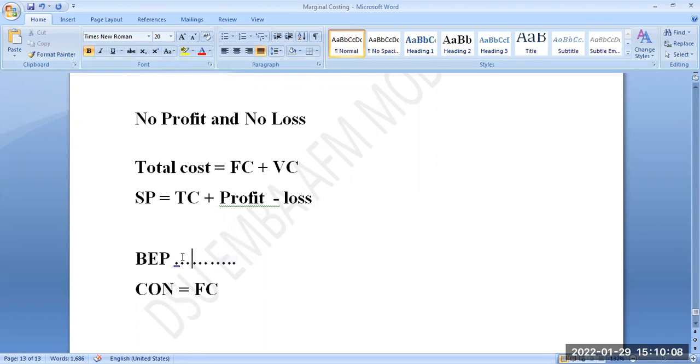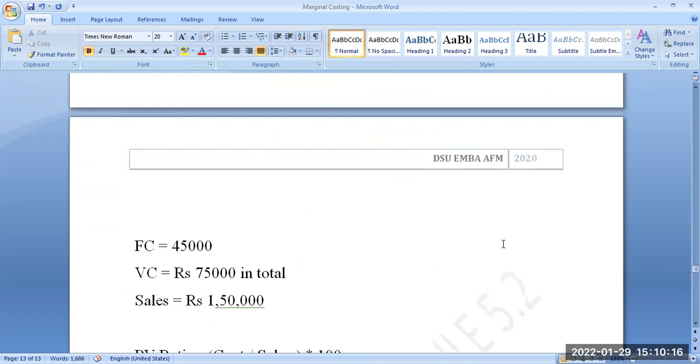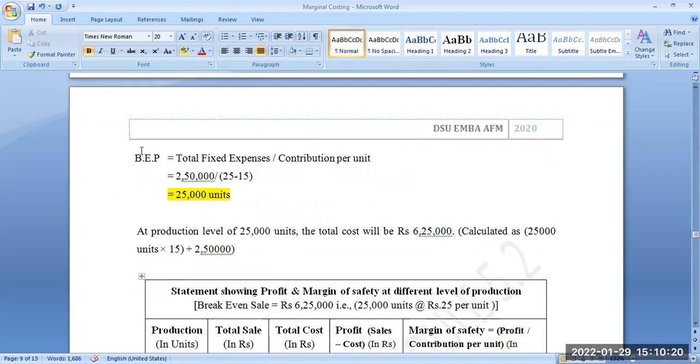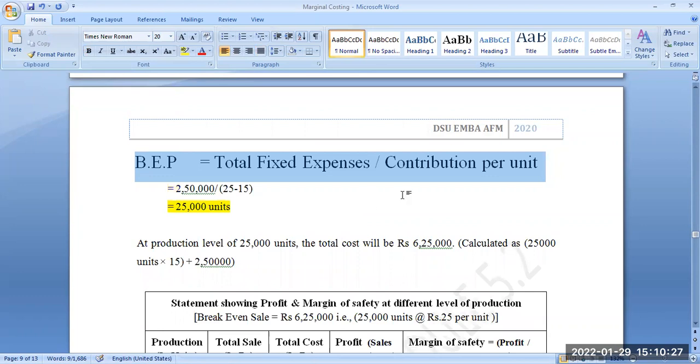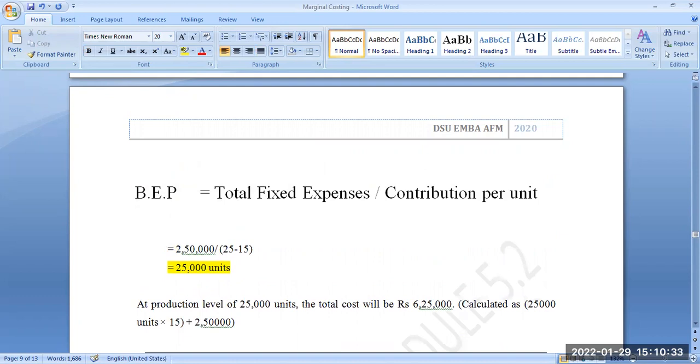Okay, if you operate more than the break-even point, all you are going to get is profit. So how do I calculate the break-even point? There are some simple formulas. Break-even point is equal to total fixed cost divided by contribution per unit.